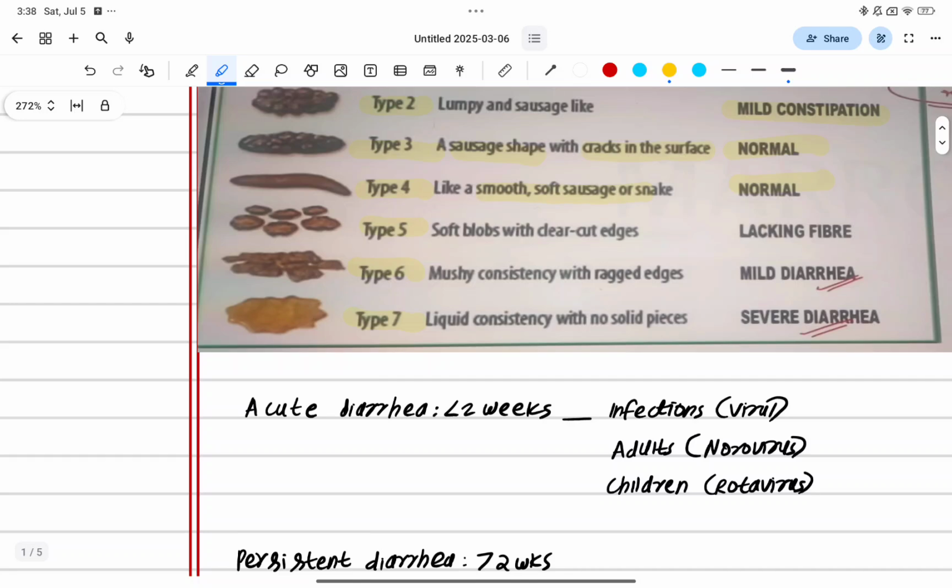Now soft blobs with clear-cut edges mean lacking fiber in our diet, and mushy consistency with ragged edges is mild diarrhea. Severe diarrhea, as you can see in the picture, is liquid consistency with no solid pieces. So from the nature of the stool we can talk about the health of our gut.